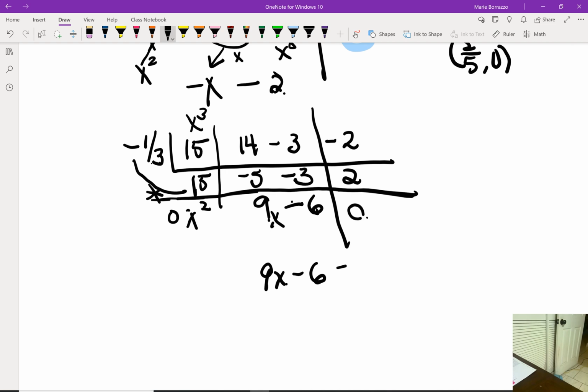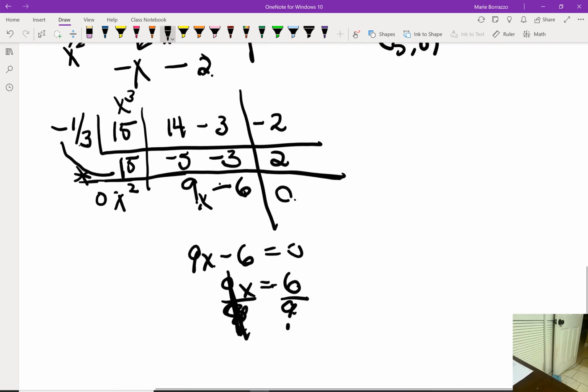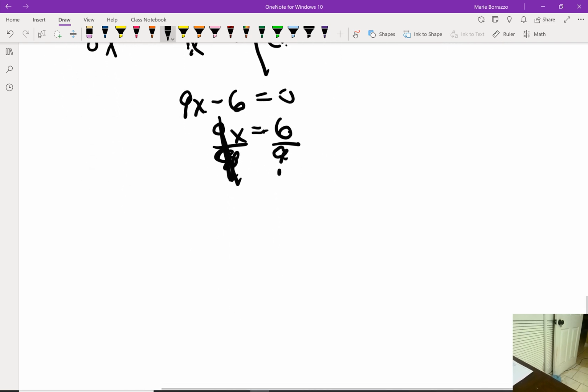If you set that to 0, you would get 9x is equal to 6, so we divide by 9 on both sides, this will cancel and you will get x equals 2/3. It's opposite. You can continue doing the rest and so on.